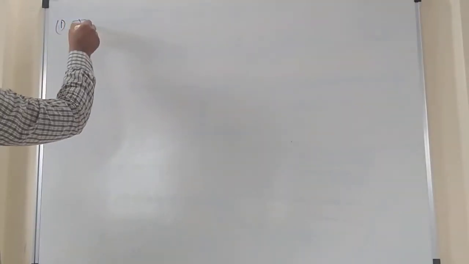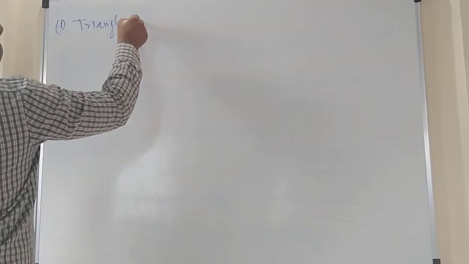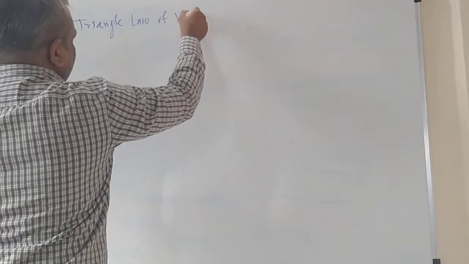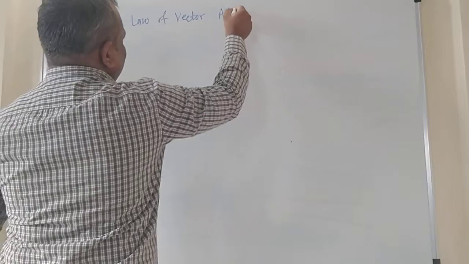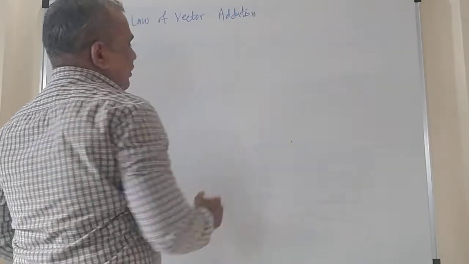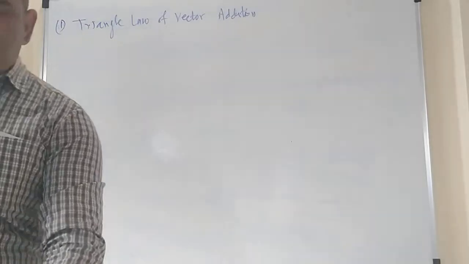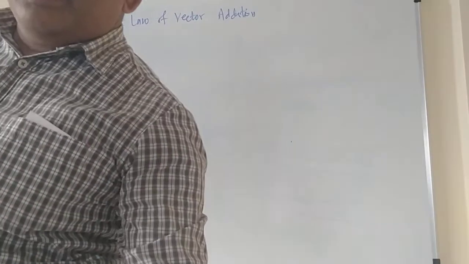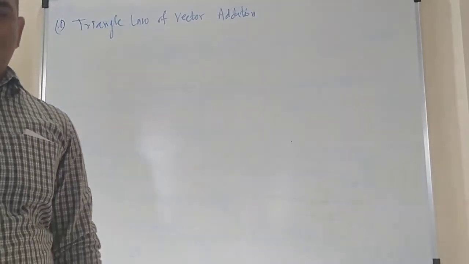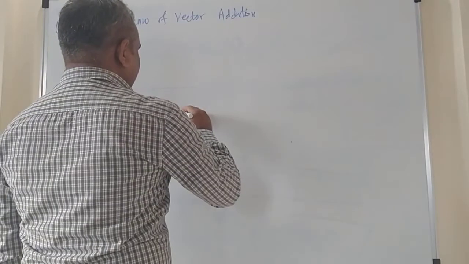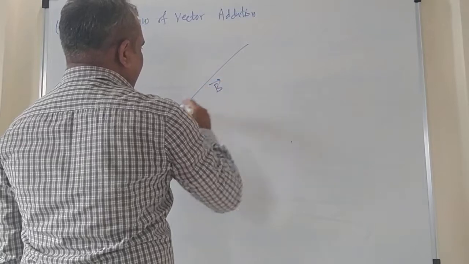So the first law is the triangle law of vector addition. Now how are vectors added? I just explained. If you consider two vectors, first vector, so let me draw a diagram so that you can understand easily. So let us say this is my first vector a bar, and let's consider the second vector is along this direction, that is b bar.